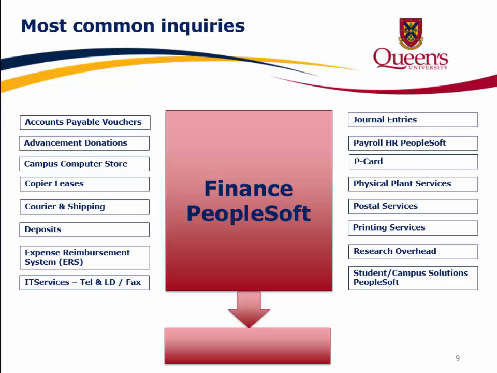Here are some examples and the most common inquiries of what feeds into Finance PeopleSoft. Accounts payable vouchers, donations by way of the advancement office, transactions from the campus computer store, copier leases, courier and shipping charges, deposits, expense reimbursement system transactions, telephone and long-distance fax charges processed by IT services, journal entries, payroll by way of HR PeopleSoft system, P-card or procurement transactions, physical plant services, postal services, printing services, research overhead, and student campus solutions PeopleSoft eventually will all make their way to Queen's University financial reporting.